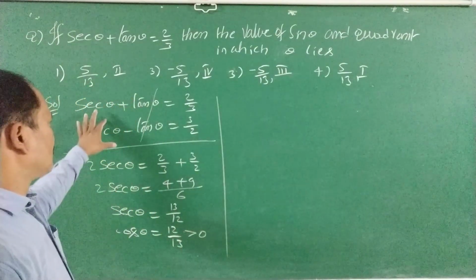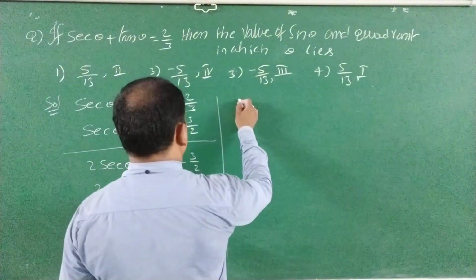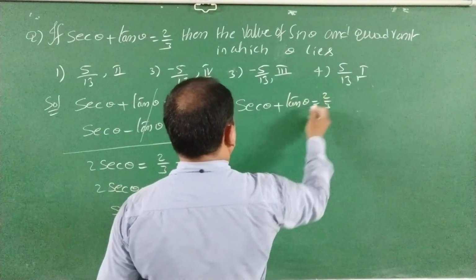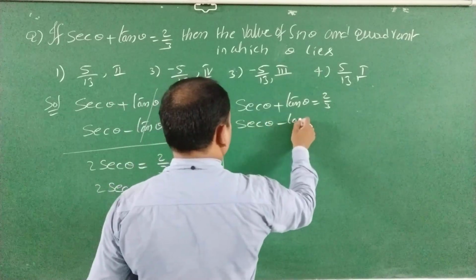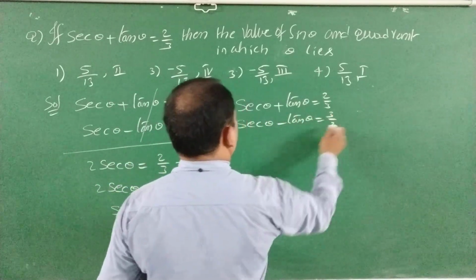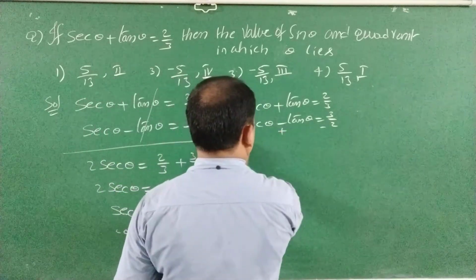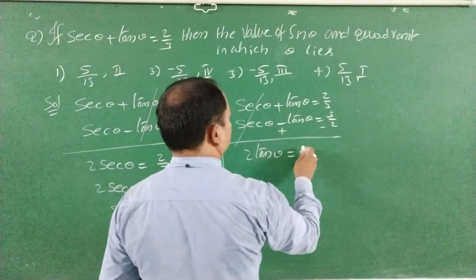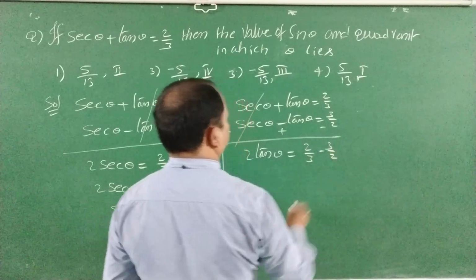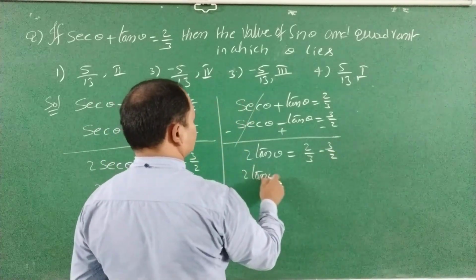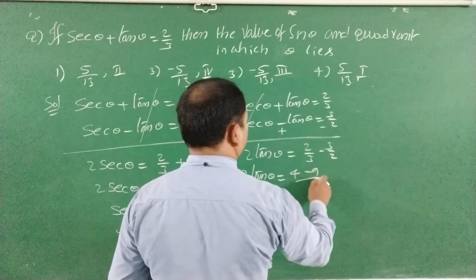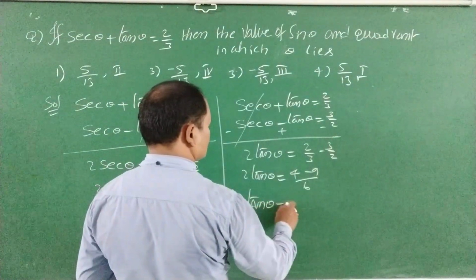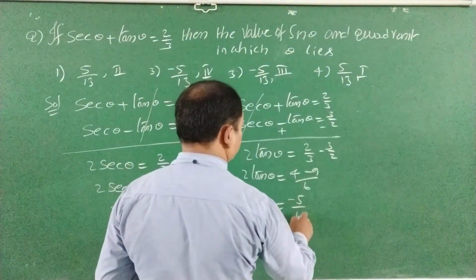Now from this, subtract these two. Secant theta plus tan theta is equal to 2 by 3, secant theta minus tan theta is equal to 3 by 2. Now we have to subtract. Here these two get cancelled. Then 2 tan theta is equal to 2 by 3 minus 3 by 2. That's why 2 tan theta is equal to 4 minus 9 by 6. That's why tan theta is equal to minus 5 by 12.